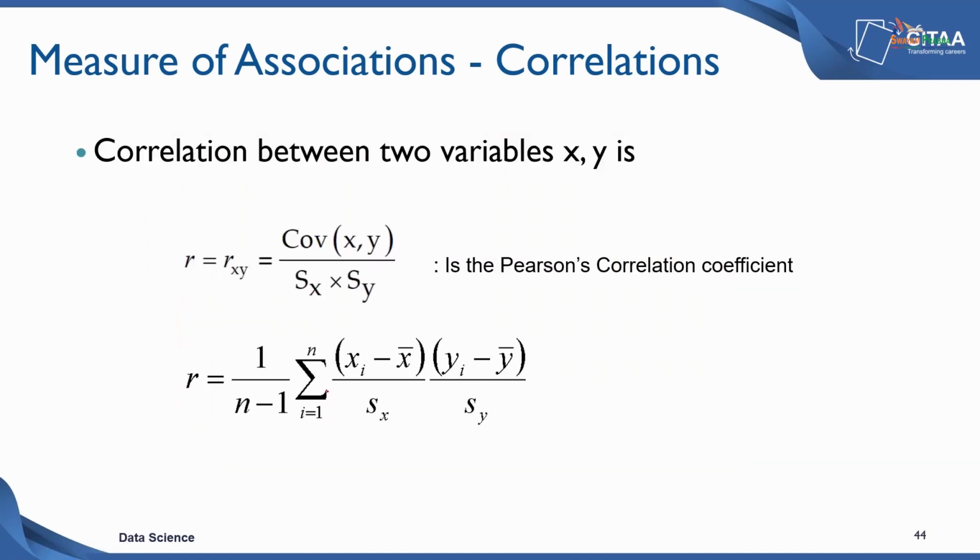There are many different formulas for computational ease. This is one of the formulas which gets used most often. This is nothing but the covariance divided by the standard deviations that we have.